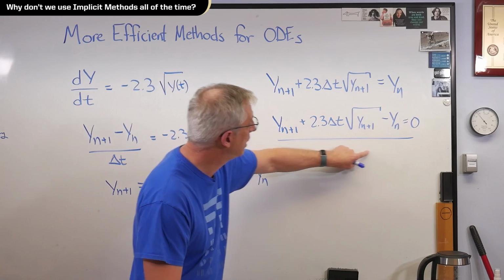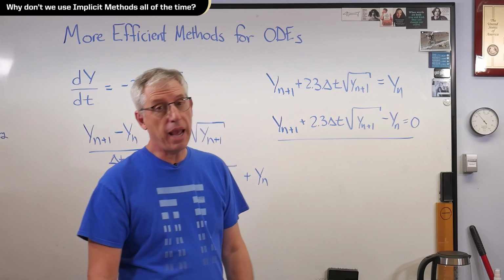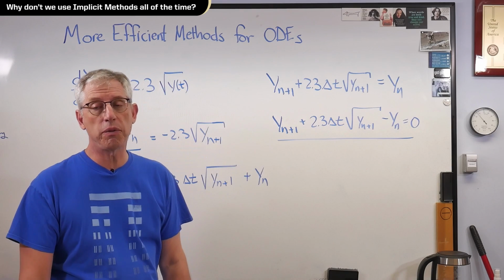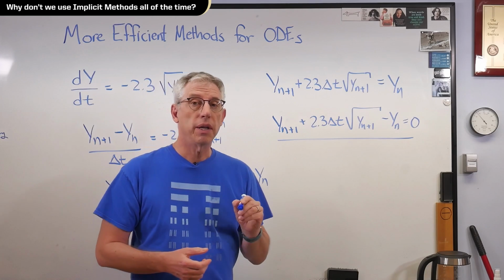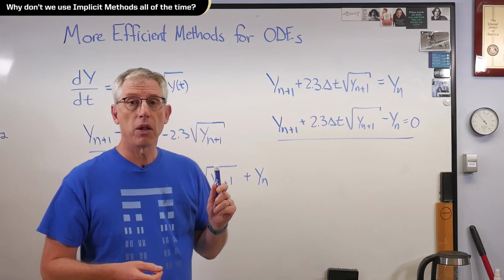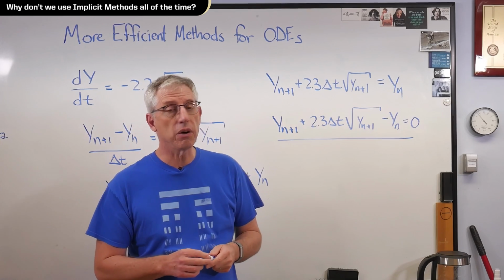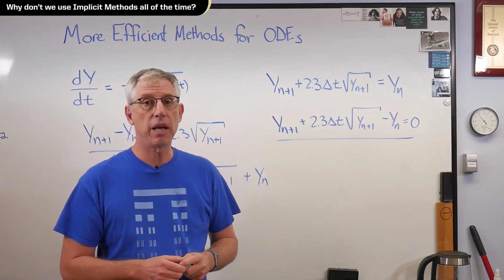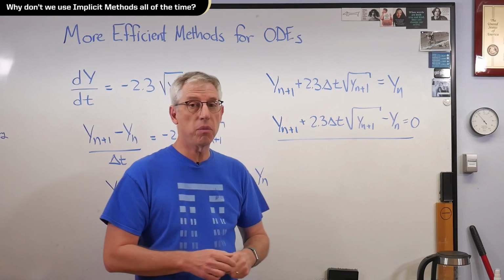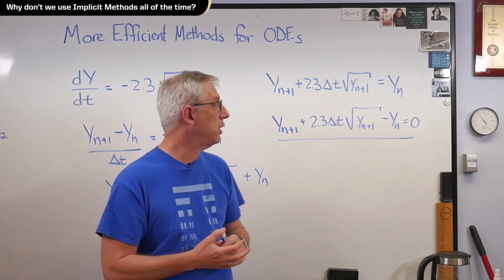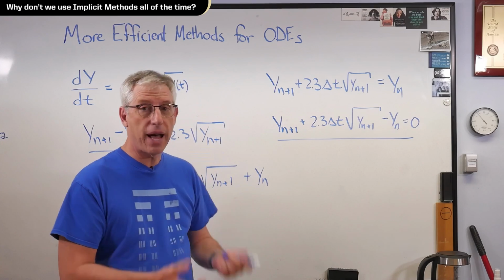With this one, now what are you going to do? In order to find out y of n plus 1, now you have to find a root, and root finding is expensive. It's more expensive than the explicit. So nothing comes for free here. You can use the explicit solution. It's faster, it's easier, but it isn't necessarily stable. The implicit solution is stable, but it's generally more expensive to execute because there's usually a root finding step in there. So that's the problem.